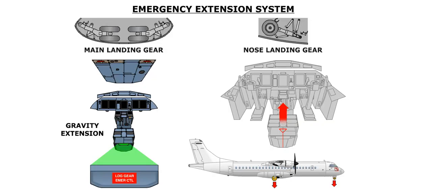The emergency extension handle is used to mechanically unlock the landing gear when they are retracted. When the handle is pulled, the up locks are released and the landing gear is extended by gravity and aerodynamic forces. Main landing gear extension is assisted by gas actuators and springs, and the nose landing gear extension is assisted by a mechanical extension device.